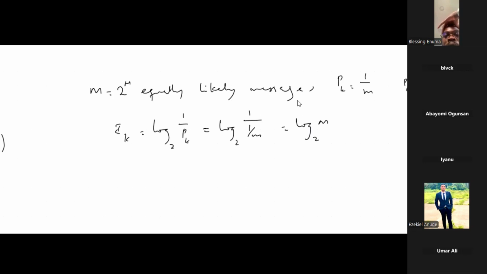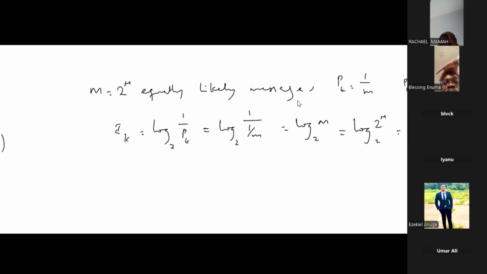So now we already know that m is the same as 2 to the n equally likely messages. So once we slot that in here, we have log 2 to the n base 2, which is n log 2 base 2. Now we already know when the argument is the same as the base, this reduces to 1, right? So that will now be the same as n times 1, which is n. So when we have, for instance, m being the same as 2 to the n equally likely messages, the amount of information carried is the same as n. So we have n bits carried.